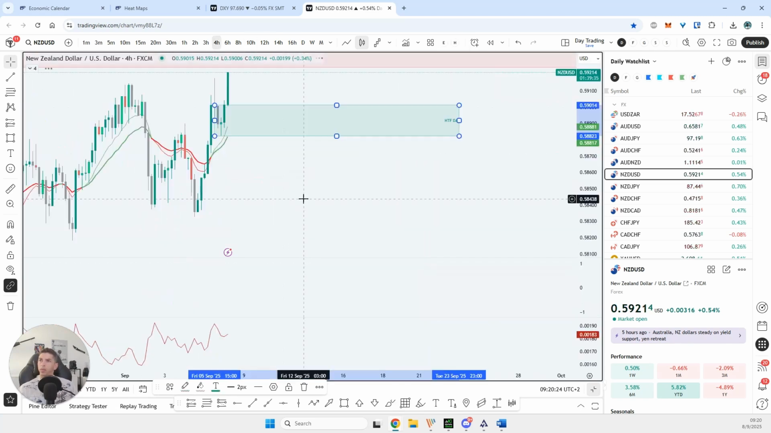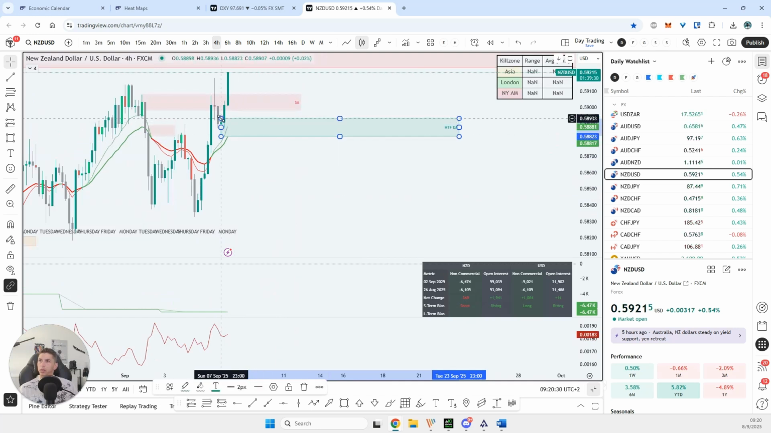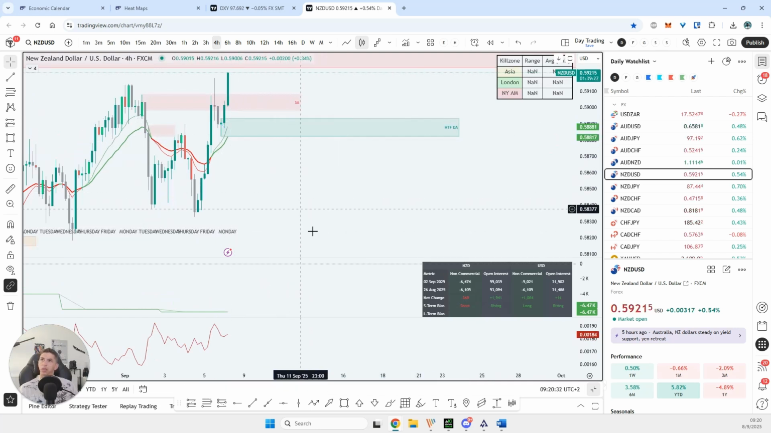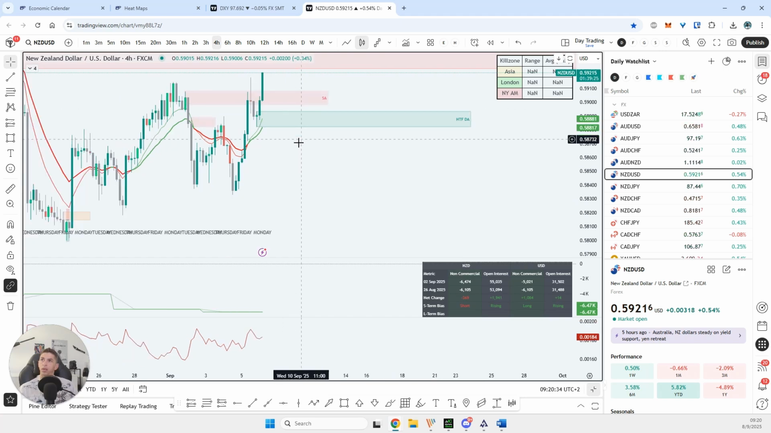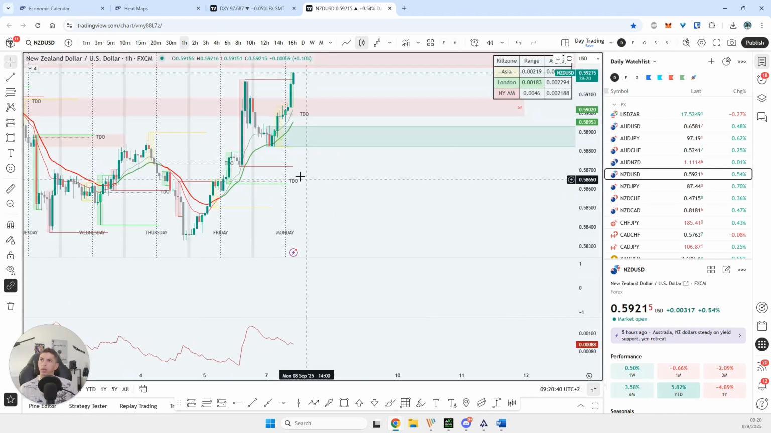Let's go to the 4 hour. Let's check what we have. Oh, look at this. This looks interesting. Are we gonna have a pullback there in order to continue the move? Probably. I don't know. Let's check the 1 hour.